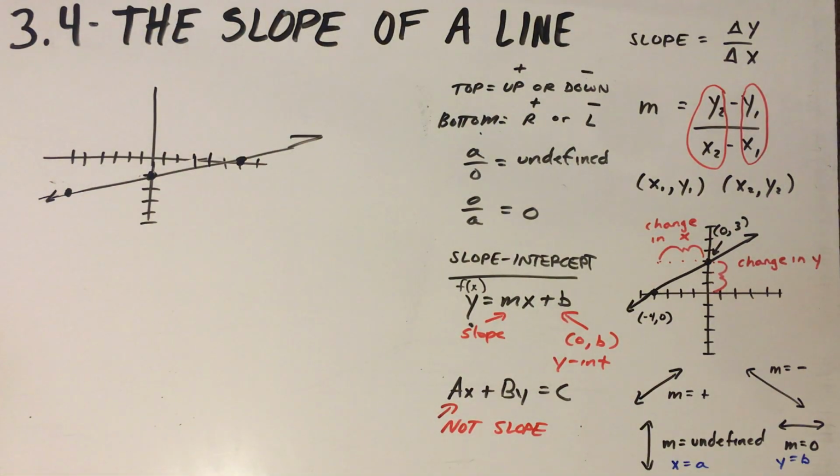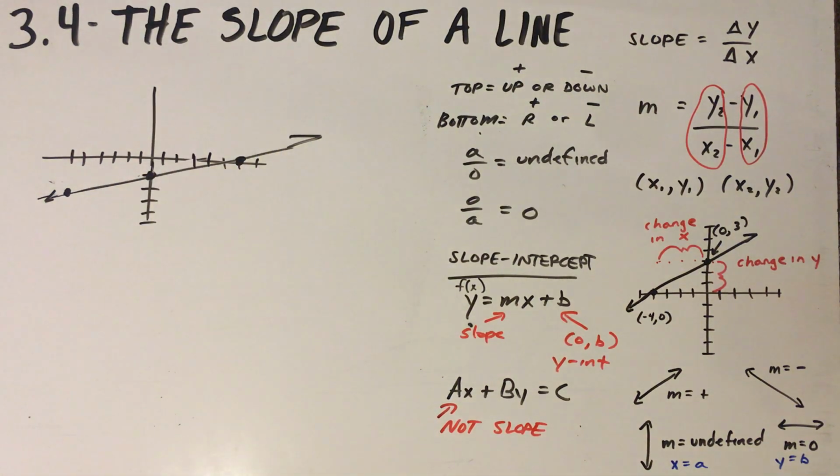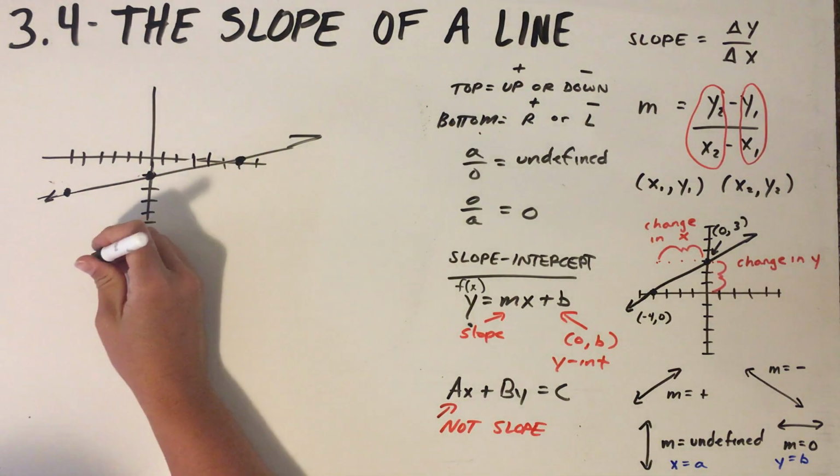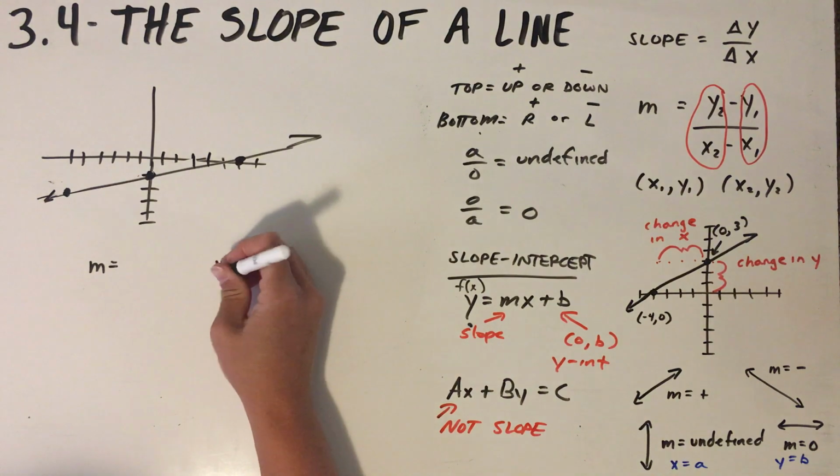Sorry, this is 3.4, the slope of a line. This is part 2. My last video got cut off again. So we're just going to start right where we left off, which is with another example of a line, a graph that you're going to see, and you're going to be asked to identify the slope and the y-intercept.